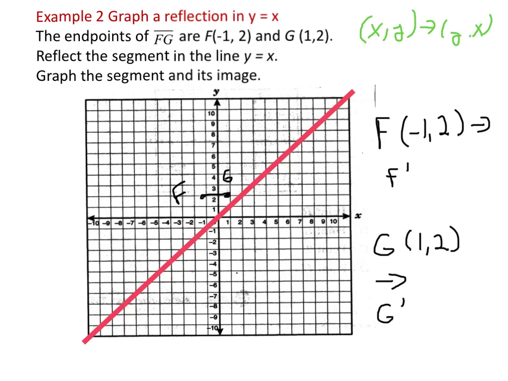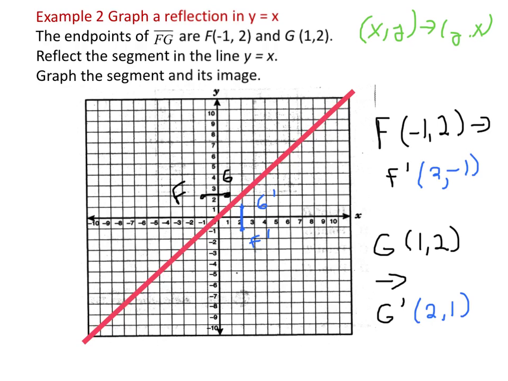Now what I want to do is translate my points by turning them around. So F was originally (-1, 2). It's going to become (2, -1). And G was originally (1, 2), so G prime is going to become (2, 1). So F prime is at (2, -1). There's my F prime. And then my G prime is at (2, 1), which is right here, G prime. And I connect it. There's my new line segment. So my horizontal line actually turned into a vertical line when I reflected it across y equals x.